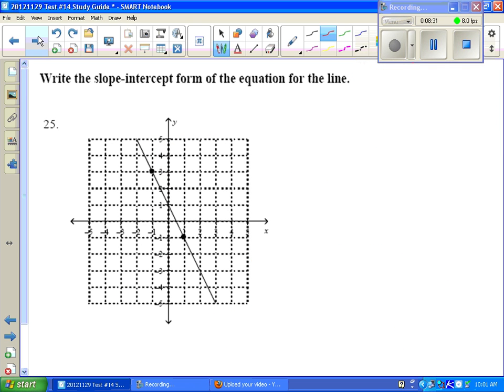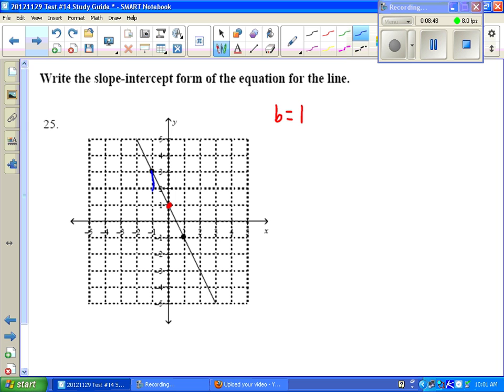25 is a very similar problem. So it looks like we can see our y-intercept a little bit better with this one. Our b value is going to be 1. You can always use what we just did a second ago to check to make sure b is in fact 1. But find your slope.